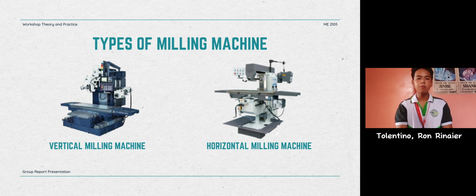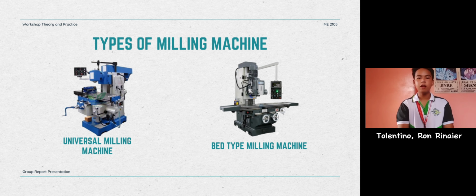Next is the horizontal milling machine. In a horizontal milling machine, the spindle is positioned horizontally and the workpiece is placed on a horizontal arbor. These machines are well suited for heavy cutting operations and are often used for producing large and heavy parts.